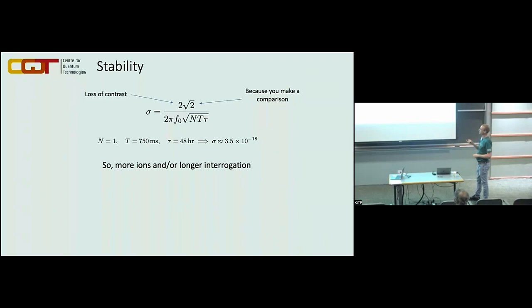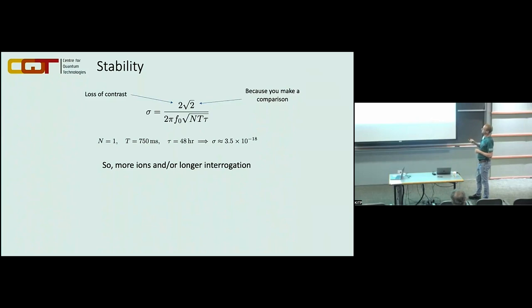So if I take my 1 ion, I integrate for a fraction of a second, I average for 2 days, then I get my 3 × 10^-18. And to be honest, the 2 days is actually spread over a longer period of time because things don't work. Sometimes things break down and you have to fix them and whatnot.